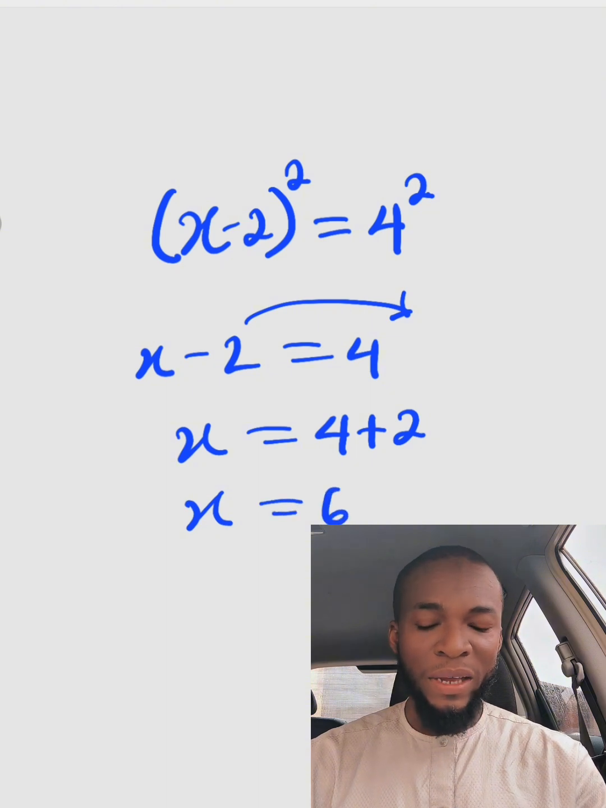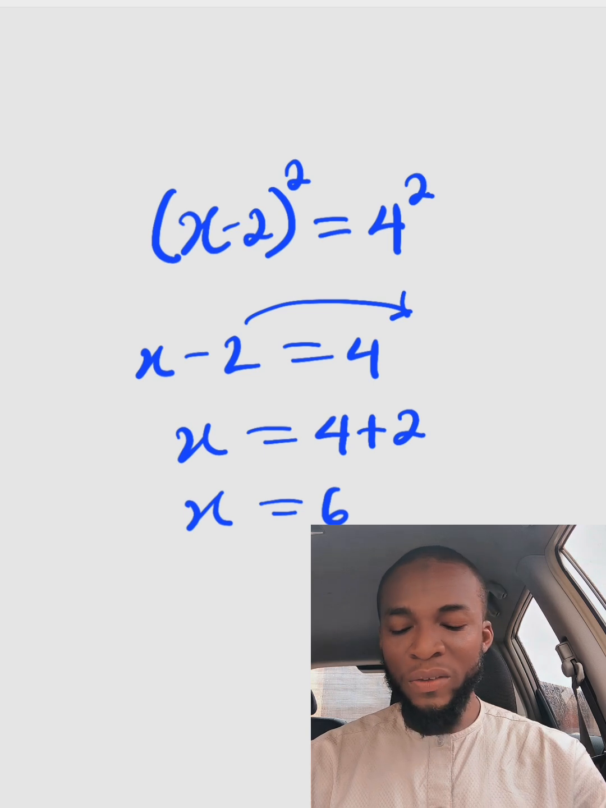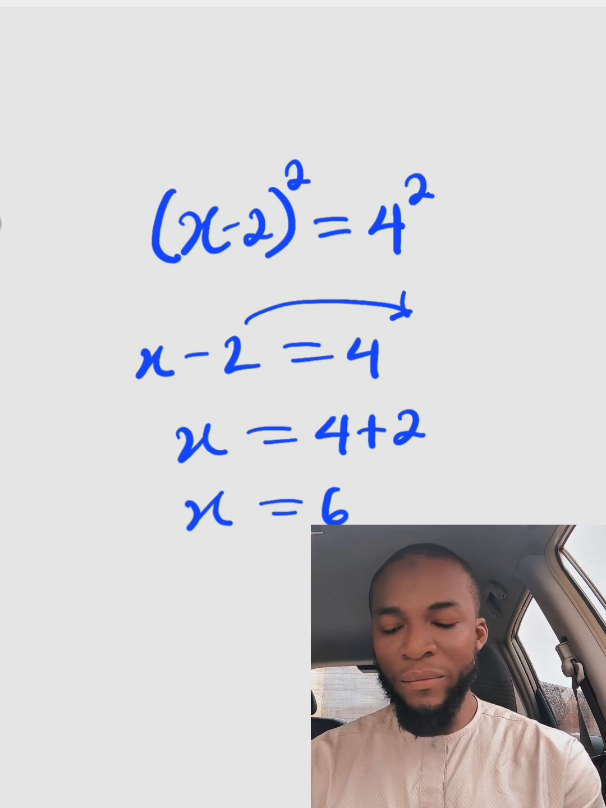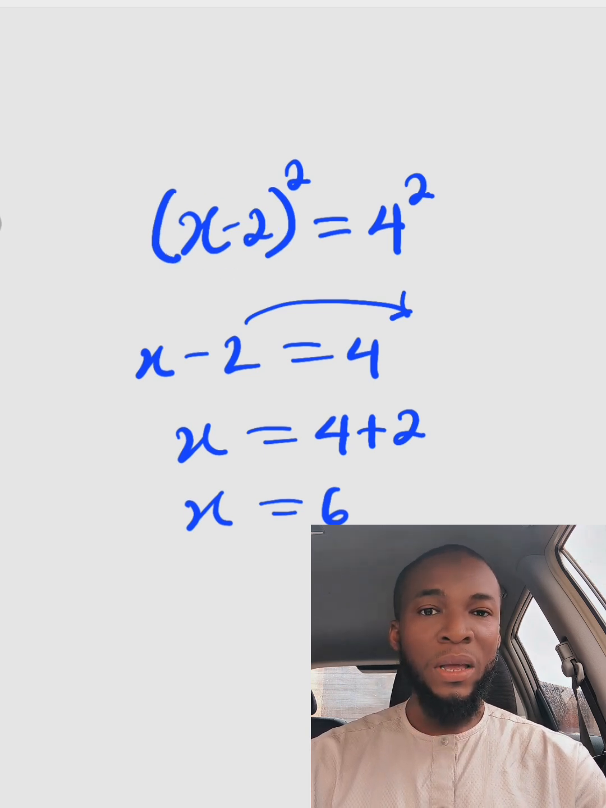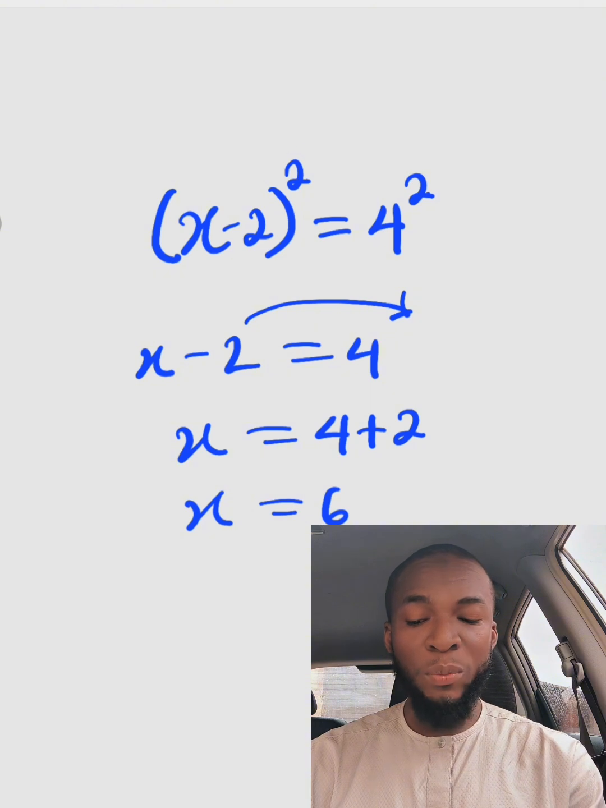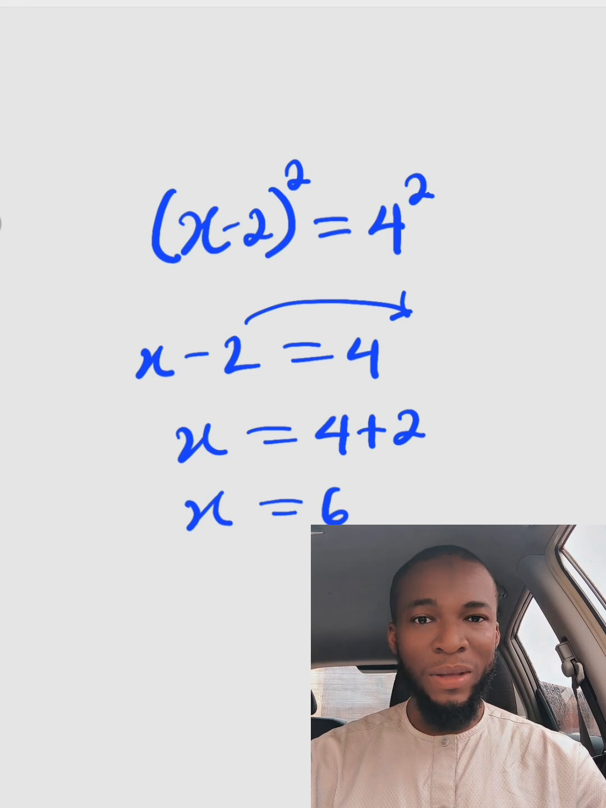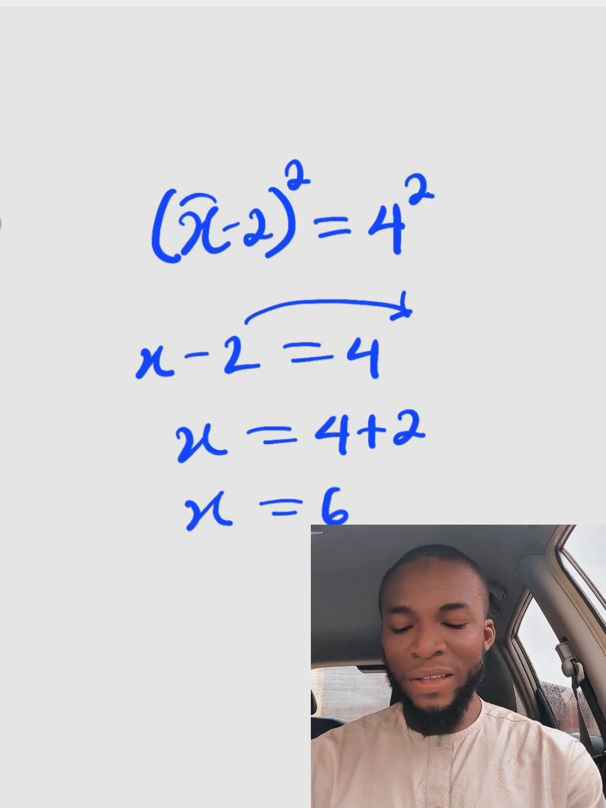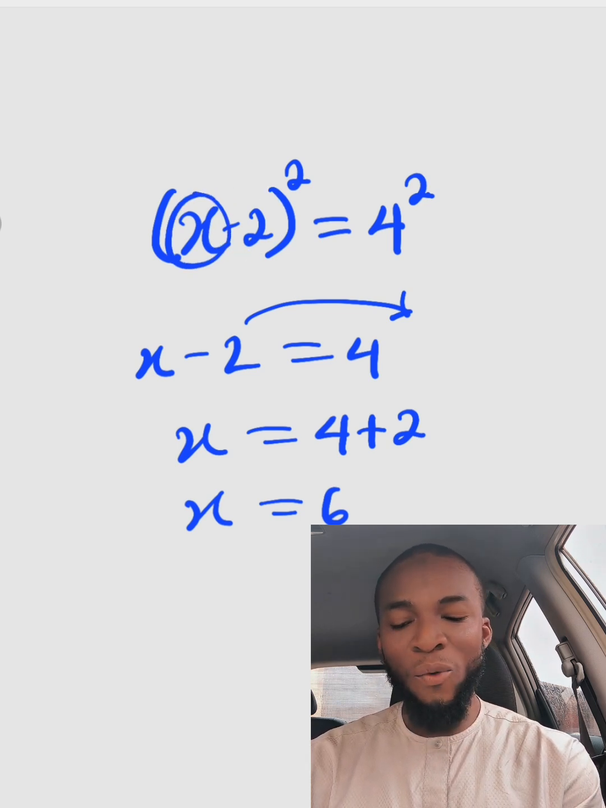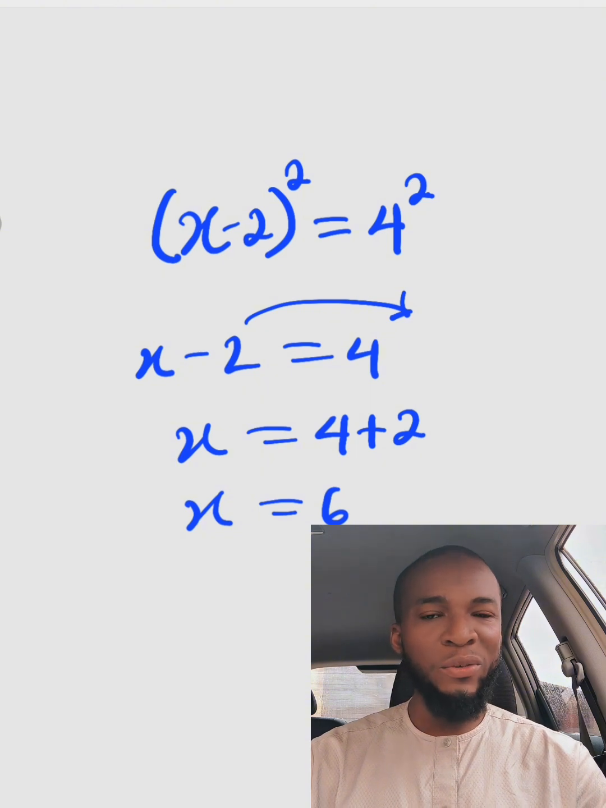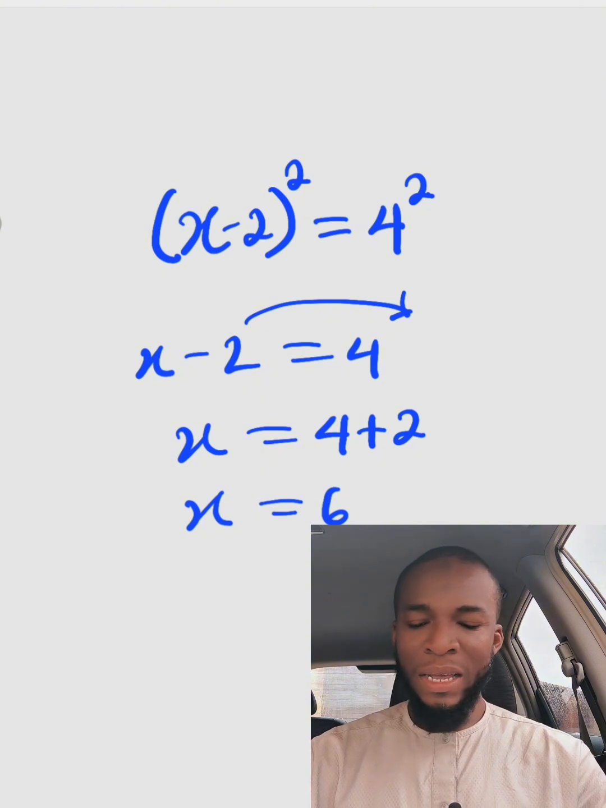But I'm telling you that x equal to 6 is not the only solution. Let us plug 6 in here. We have 6 minus 2 is 4, and 4 raised to the power of 2 is 16. And this is also 16. But what if you have negative 2 as the value of x? You can see that negative 2 minus 2 is negative 4, and negative 4 to the power of 2 is also 16. In this case, you are not allowed to equate the bases.